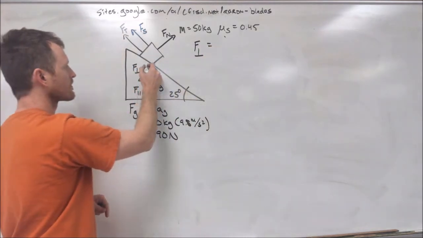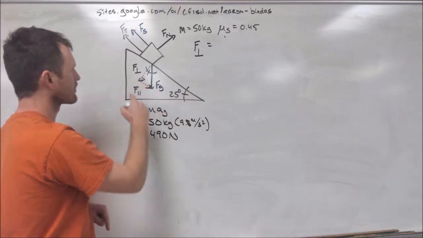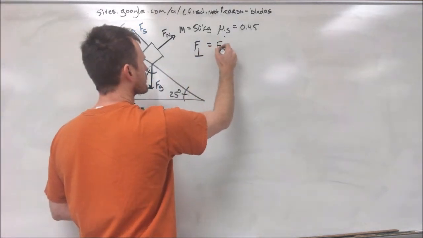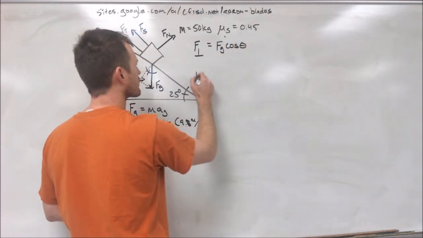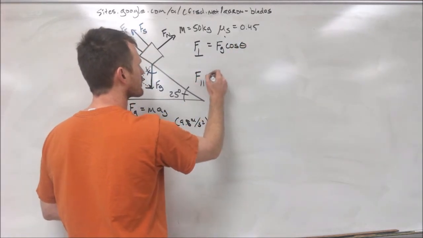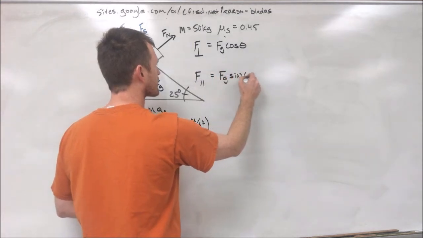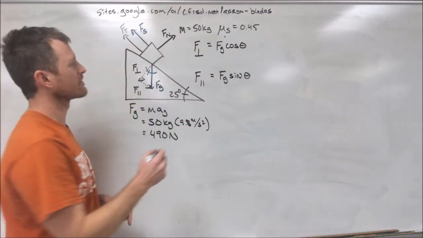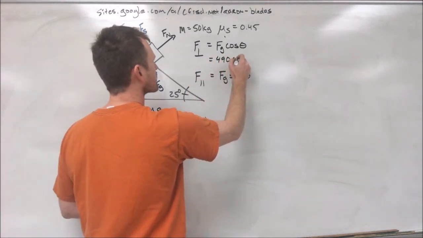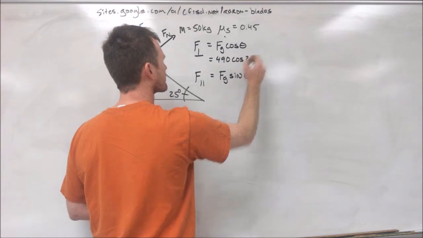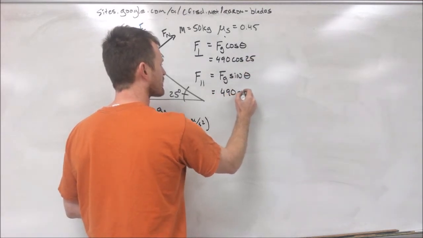Now we've drawn our fake triangle, and the angle at the top of our fake triangle is equal to the angle of our block, or 25 degrees. And that means that since our perpendicular force is adjacent to that angle, our force perpendicular is Fg times the cosine of theta, while F parallel is Fg times the sine of theta. Now if we plug in our numbers, we get 490 times the cosine of 25 and 490 times the sine of 25.